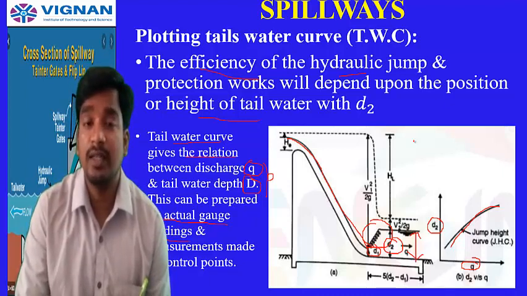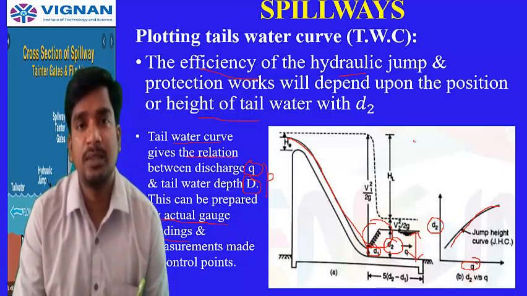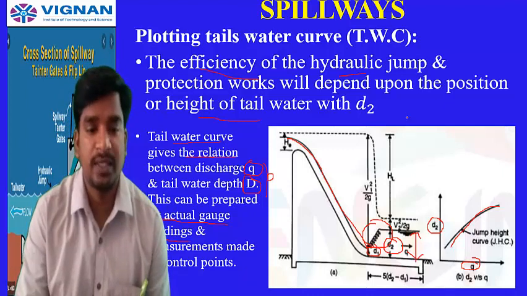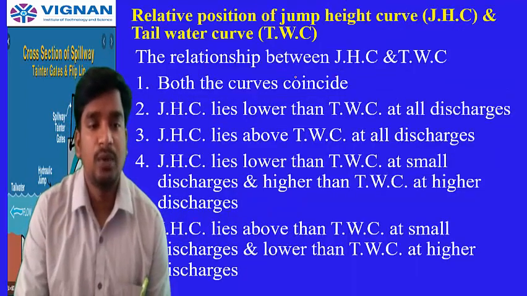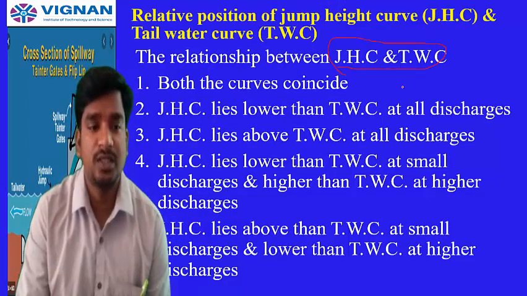So for these conditions, how will these curves change, and in order to protect the downstream portion, what are the different possible ways? Let us have a look at them. Now, if we see the relation between the jump height curve and the tailwater curve, there are 5 different cases, or conditions.